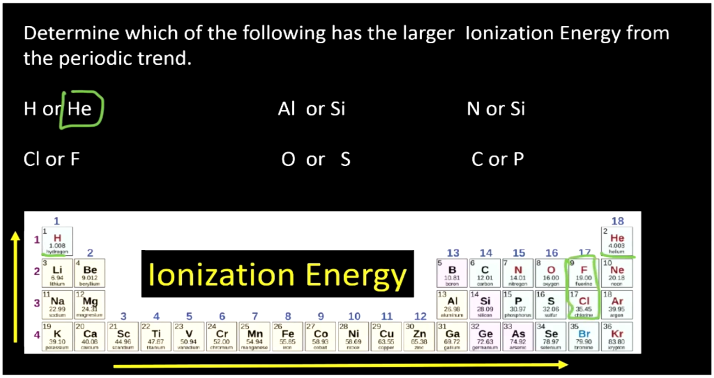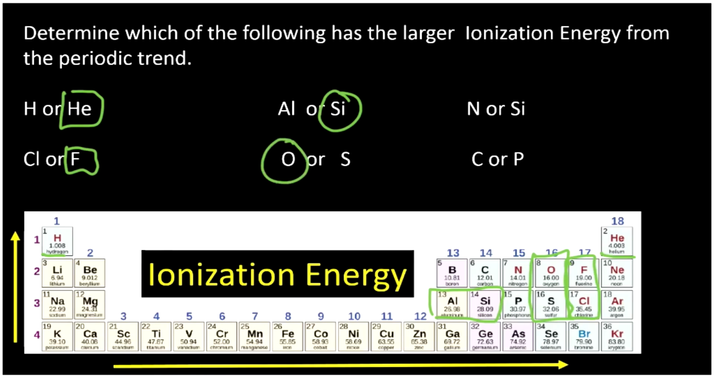Chlorine and fluorine, those are stacked on top of each other. As we go up on the periodic table, we get higher ionization energy, so fluorine is going to have a higher ionization energy. Aluminum or silicon are right here, and silicon is to the right of aluminum, and so that means it's going to have a higher ionization energy. We have oxygen and sulfur right here. Sulfur is below oxygen, so that means oxygen's higher up, and hence has the higher ionization energy.